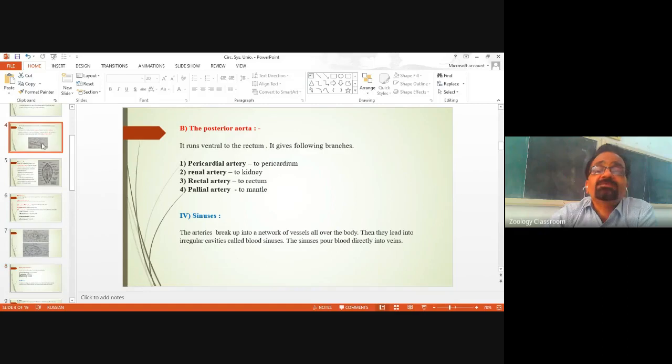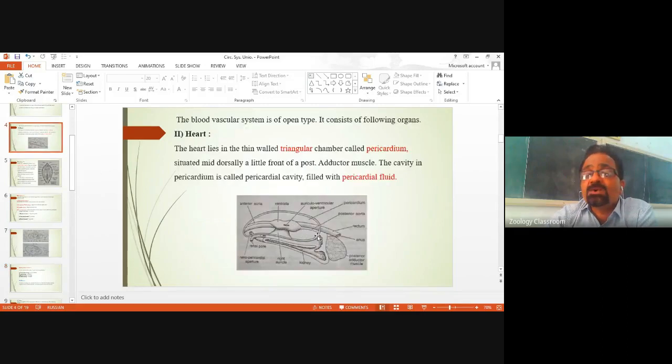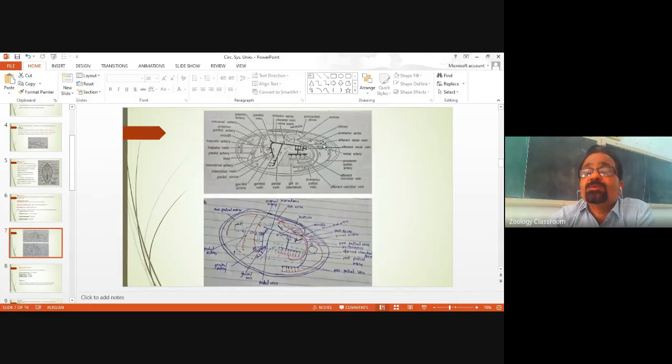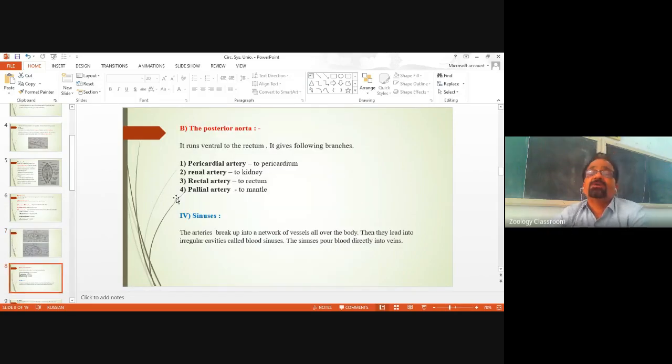As I have mentioned, this is the location of the posterior aorta. Here also you will find the posterior aorta, which is shown in red. Now we will see the branches of this posterior aorta. The very first branch, immediately after its emergence, is the pericardial artery. As the name itself indicates, it is supplying the pericardium.